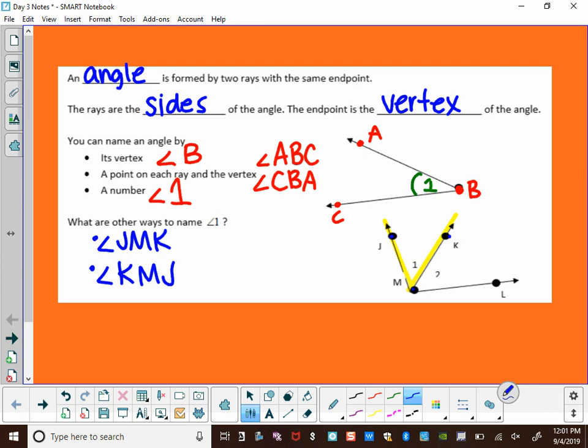There's one more way. What's the vertex? What letter is there? N. So angle N. Those are our 3 ways we can name it. All good?